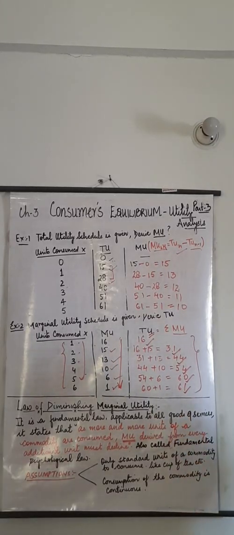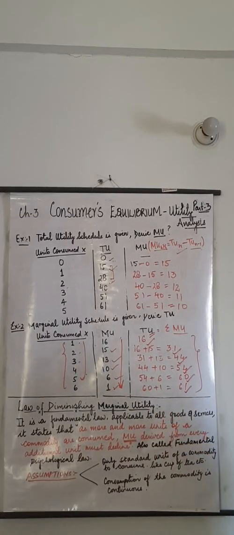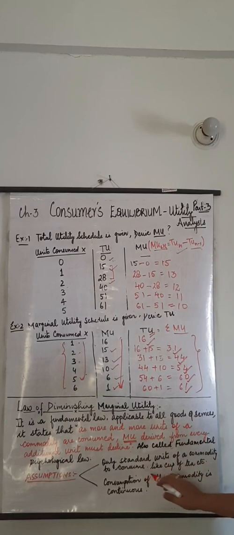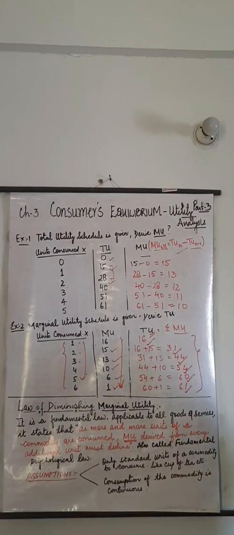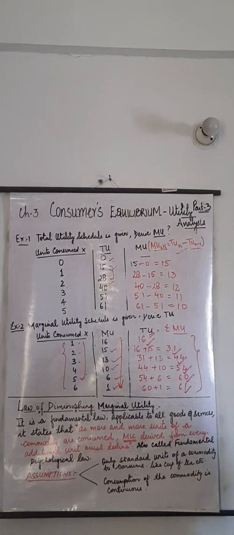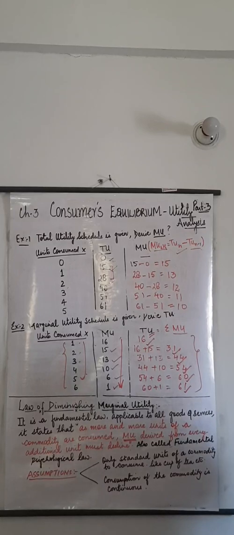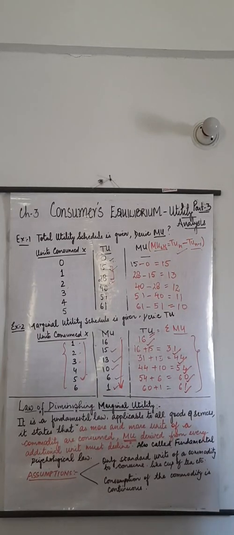But as every law has its own assumptions, this law has them also. The basic assumption is that only standard units of a commodity are consumed, like a cup of tea. A standard unit is one that you can measure and define. If I say a spoon of tea, would that be comfortable? Can we explain anything out of it? No. So a standard unit that can be measured and explained has to be the intake.